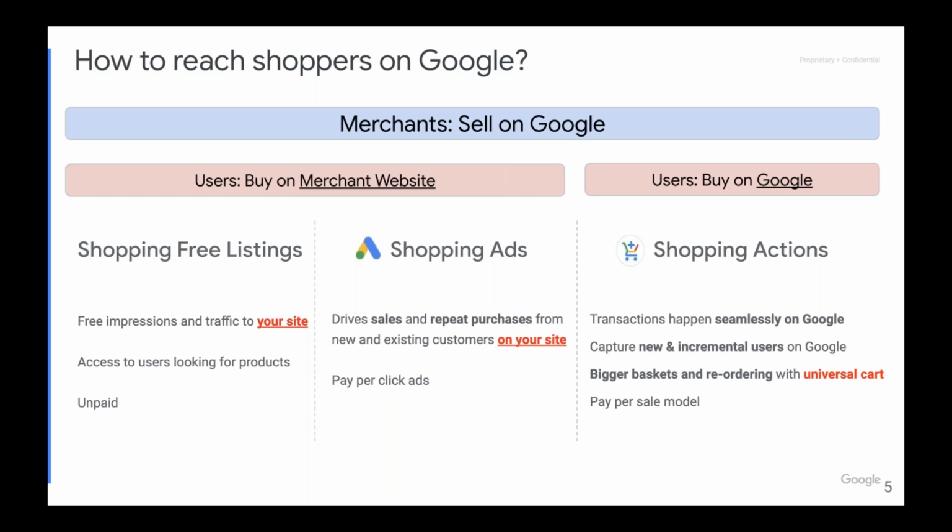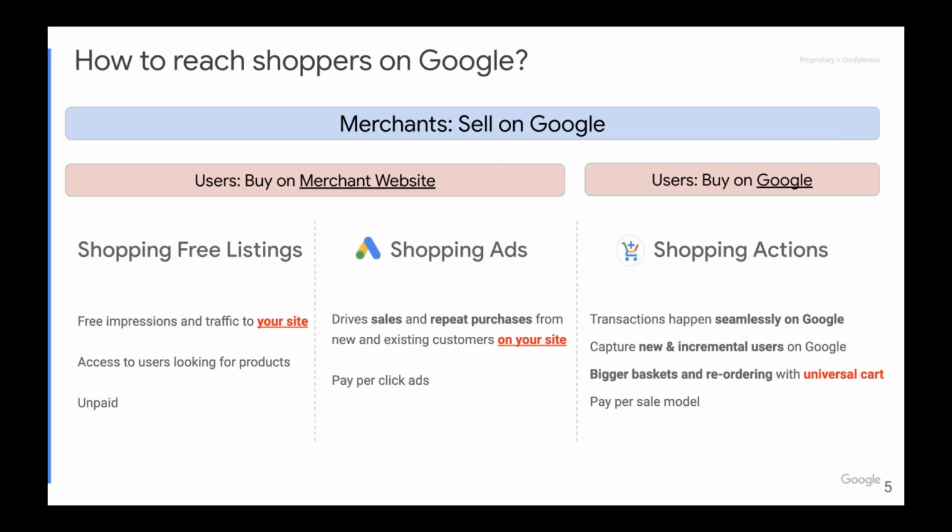shopping properties, on google.com, on Google Images, where you see product carousels, and if you click on any of that, it will take you to the merchant website. Again, the transaction happens on the merchant's website, so it becomes a big source of incremental traffic to your website. This of course operates on a pay-per-click basis. So for every click, the merchant needs to pay Google.